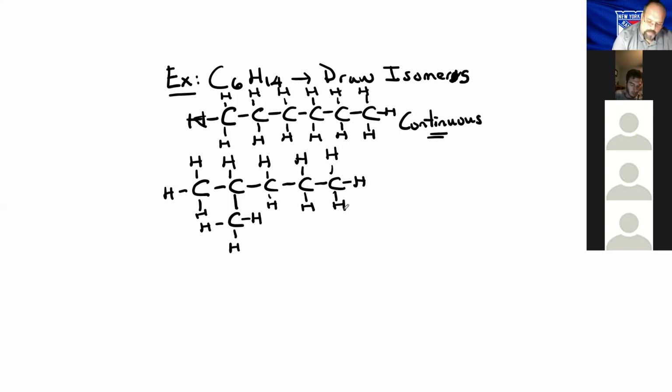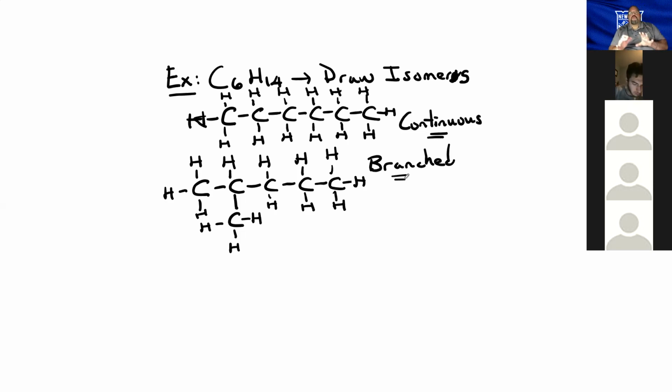Is it different than the one that I drew above? Absolutely. What type of alkane are we dealing with here? Just so that we make reference, this is an example of a branched alkane. And it's another possible isomer to come up with. Let me show you one more.